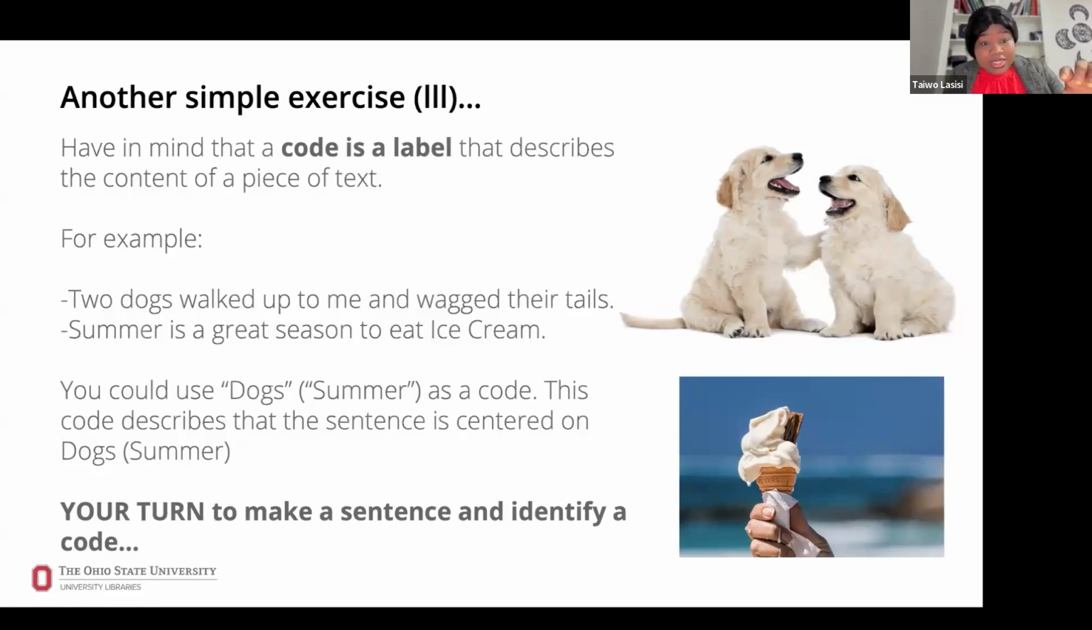Why? Because they are the themes. Walked is not a theme for the sentence 'the two dogs walked up to me and wagged their tails', because it's not the center of discussion in this sentence. For that sentence, the two dogs are what we are discussing. So your code in your research can be collaboration or research learning. It has to be something very encapsulating and overarching, that your discussions and ideas can come under. That's what makes for a good code or a good theme.